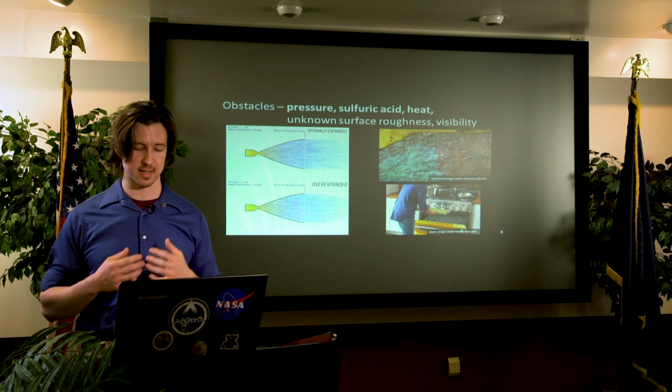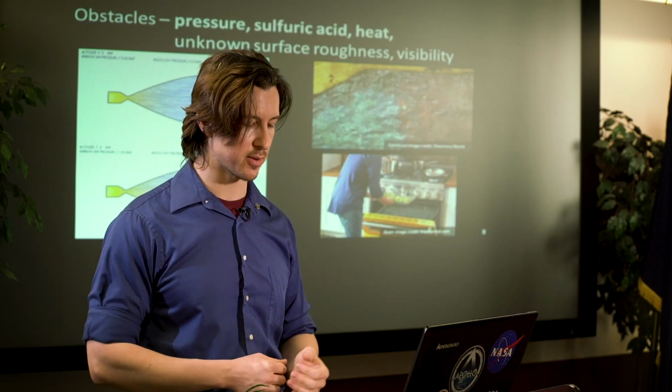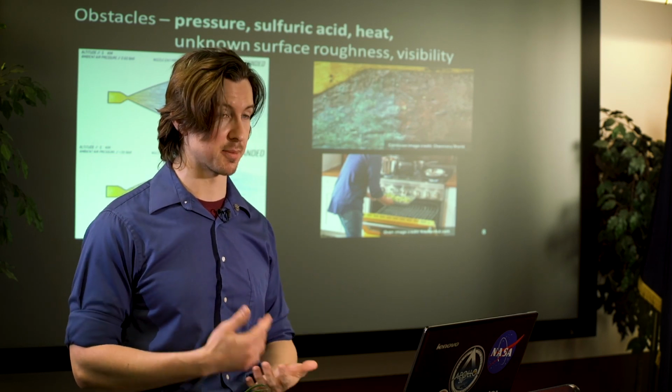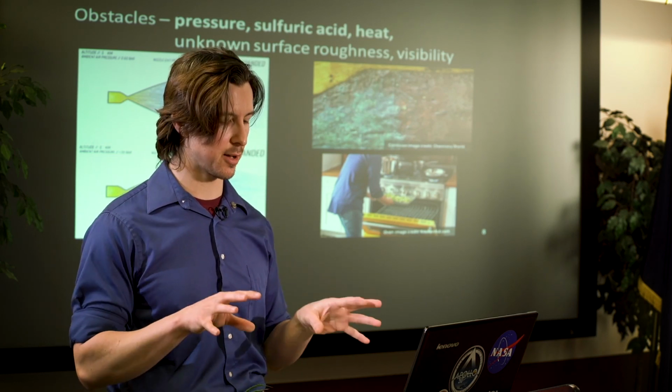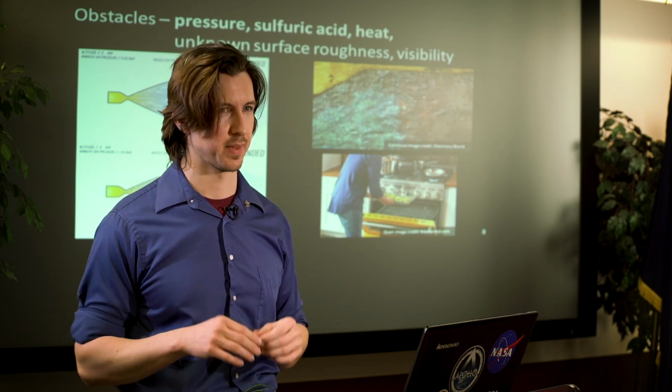Our next big thing is sulfuric acid. The Venusian atmosphere has a lot of sulfuric acid, which can be a problem for long-lived exploration. This is going to destroy any exposed electronics and communications equipment. But, like with pressure, this isn't a huge deal.